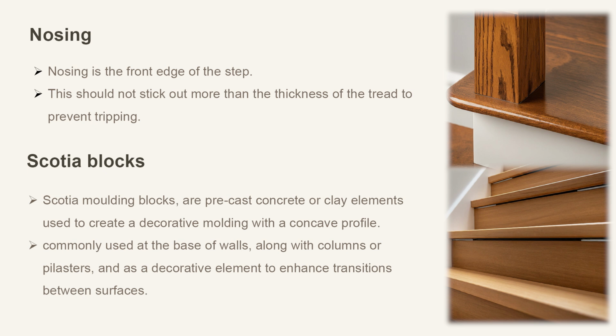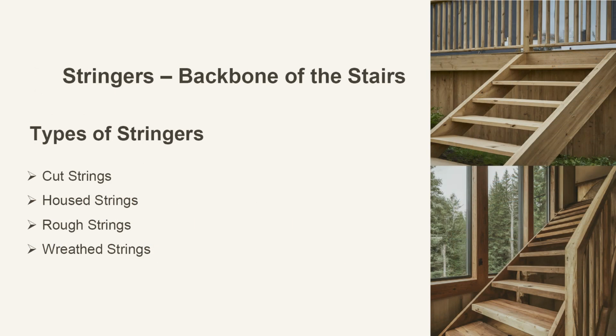Moving on to the stringers, these are the inclined beams that support the steps, like the backbone of the staircase. They are typically 30 to 50 mm thick and 25 to 40 cm deep, which is about the depth of a wide drawer. Stringers can be supported on newels, trimming joists or pitching pieces, much like how shelves might be supported by brackets or beams. And there are 4 main types of stringers. Kindly have a close look at those figures: cut strings, house strings, rough strings and weathered strings.